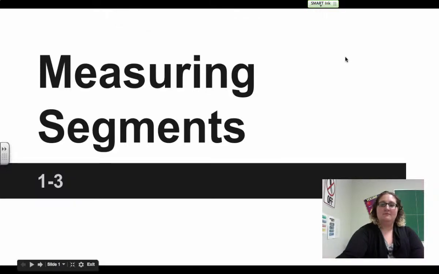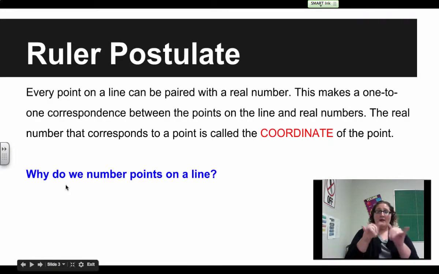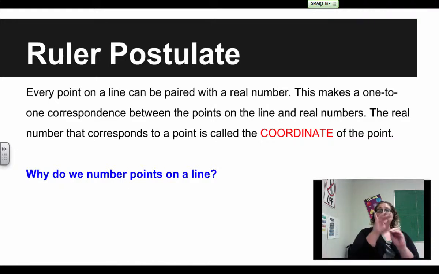Measuring segments. Objectives: to find and compare lengths of segments. Every point on a line can be paired with a real number. This makes a one-to-one correspondence between points on the line and real numbers. The real number that corresponds to a point is called the coordinate of the point.